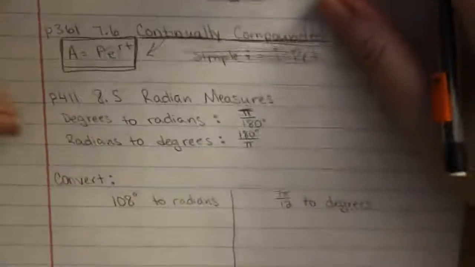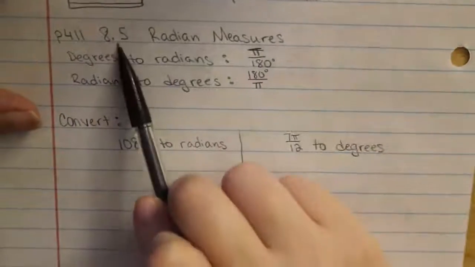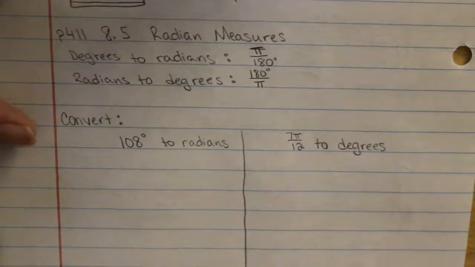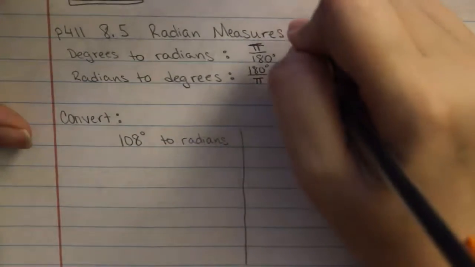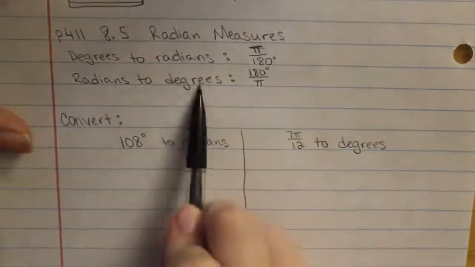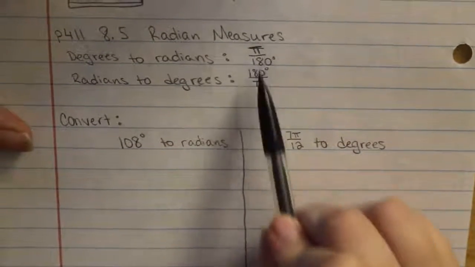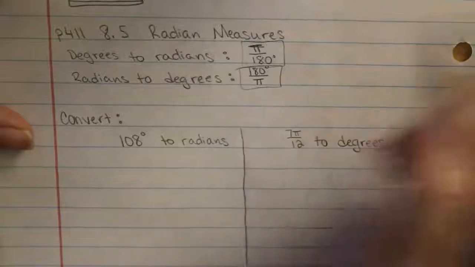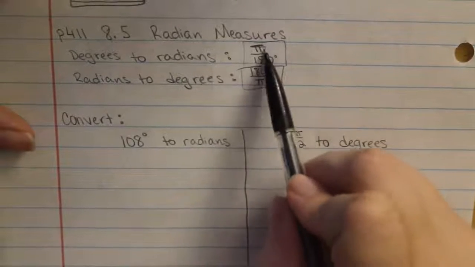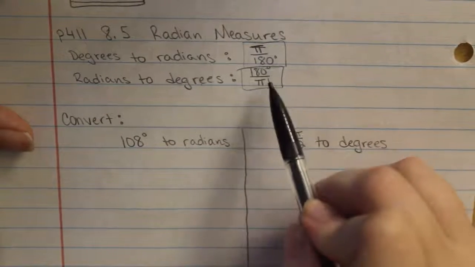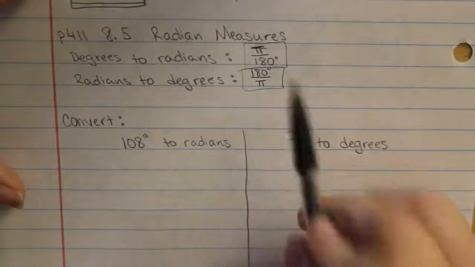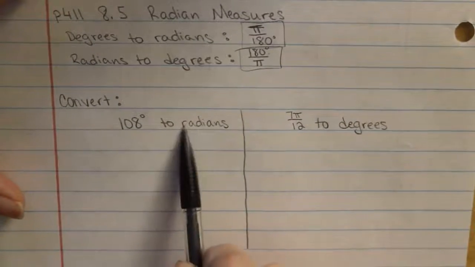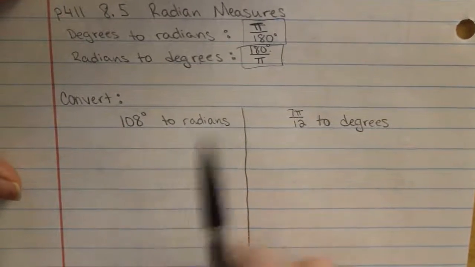And then finally for this section, we have 8.5. The only thing from chapter 8 that they want you to know is how to convert from degrees to radians and radians to degrees. So I have our handy dandy little formulas here. What you want will be on top. If you want it to be in radians, you're going to have a pi on top. If you want it to be in degrees, you're going to have 180 on top. So I'm going from degrees to radians.